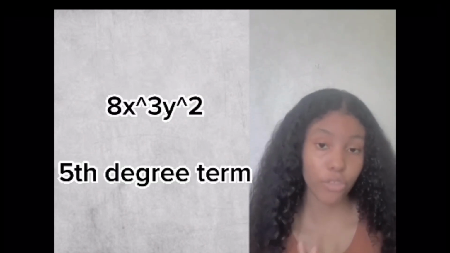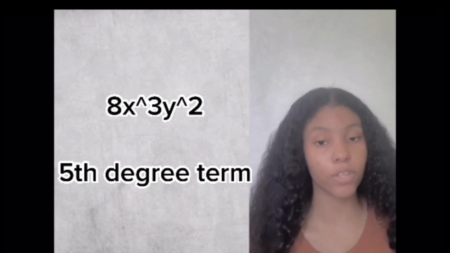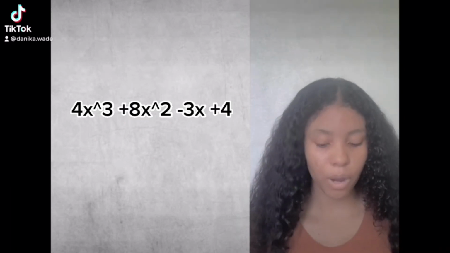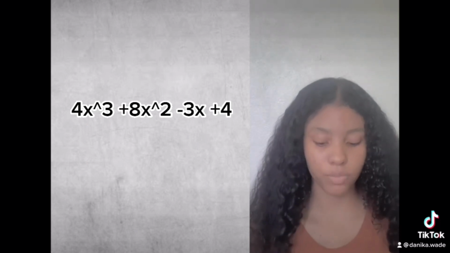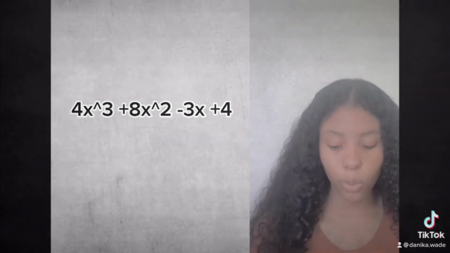When you have terms with more than one variable, in that case, you add up the powers of each variable to get the degree of the term. Since the powers in this term are 3 and 2, 3 plus 2 is equal to 5, so this is a 5th degree term. Polynomials are set in order of their degree. It goes from highest to lowest. For example, 4x to the 3rd power plus 8x to the 2nd power minus 3x plus 4. You can see that the power is arranged from highest to lowest.